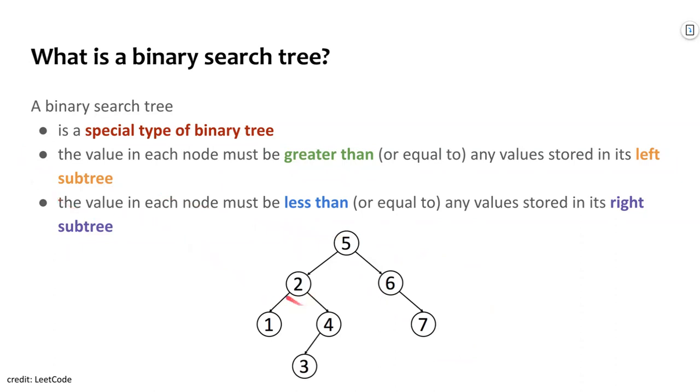And these two properties are satisfied for all the nodes. So when you have a look at this node, 2 is larger than 1, which is on its left side. However, 2 is smaller than 3 and 4, which are on its right side. So these two properties should be satisfied for all nodes. So this is what a binary search tree looks like.